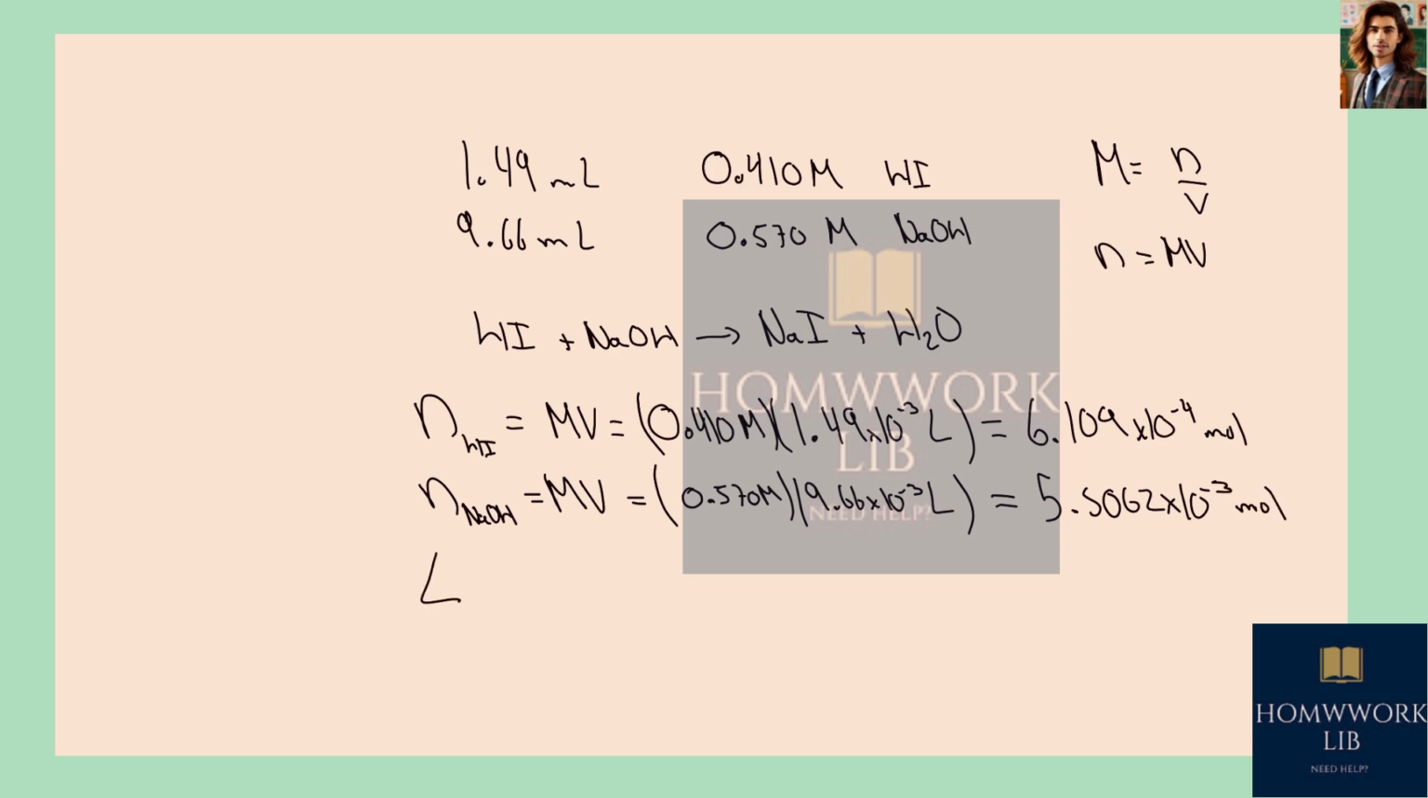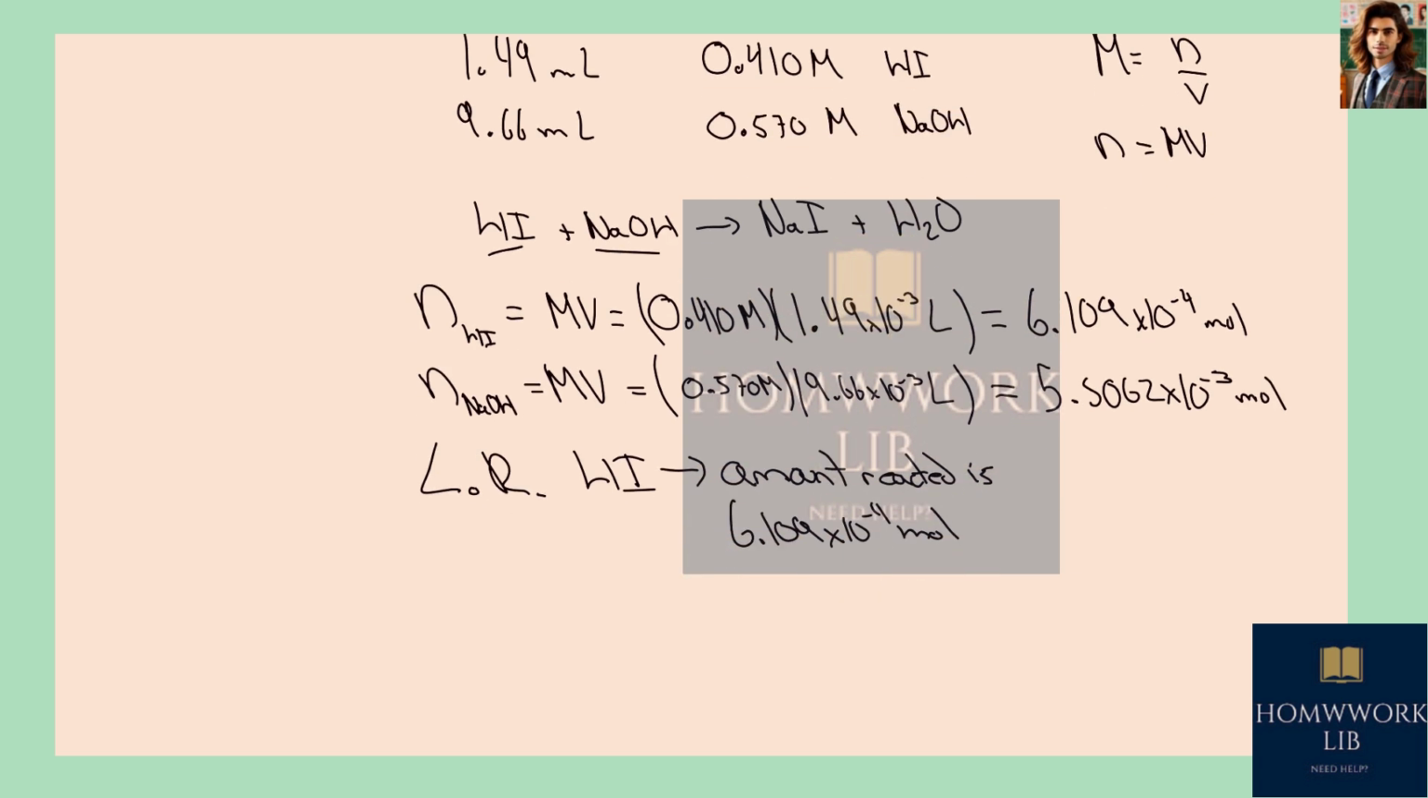So the limiting reagent is going to be clearly HI. And since we have a one-to-one relationship in between HI and sodium hydroxide, we know that the amount reacted is 6.109 times 10 to the minus 4 mole. So the heat coming from this reaction corresponds to that amount of mole. Okay?